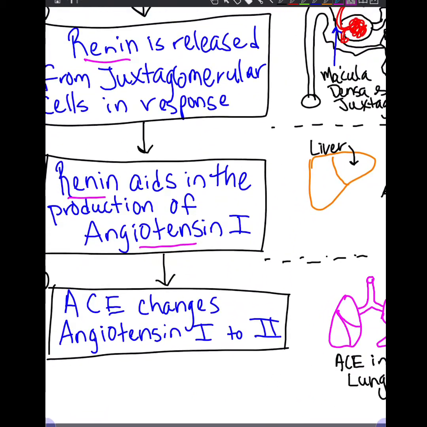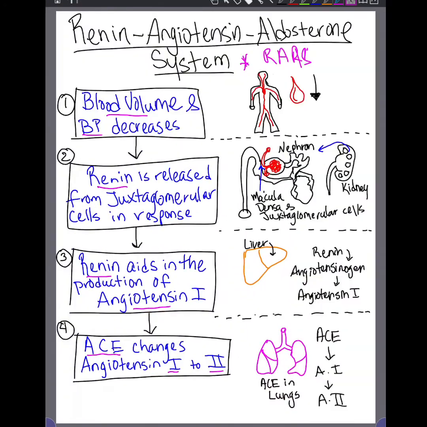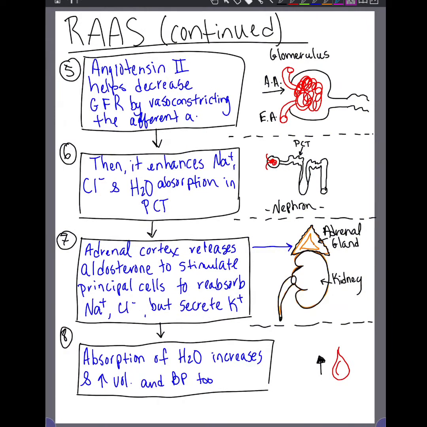And then last but not least, in these first 4 steps, angiotensin-converting enzyme, or ACE for short, changes angiotensin 1 to angiotensin 2, which is the active form. This ACE is produced in the lungs. Once we have angiotensin 2 already ready to go, angiotensin 2 is going to help decrease the GFR by creating a vasoconstriction of the afferent arteriole.